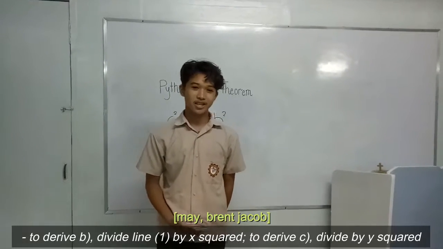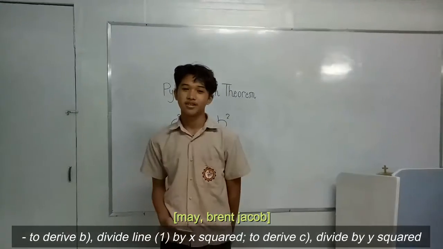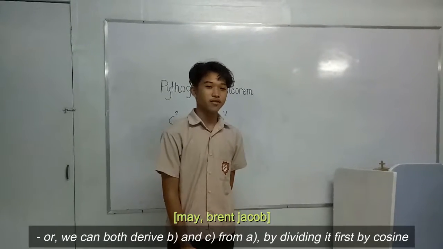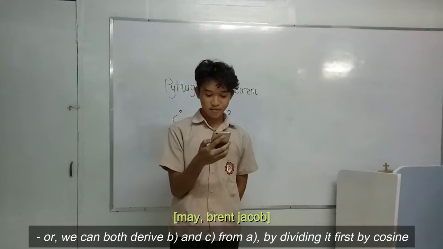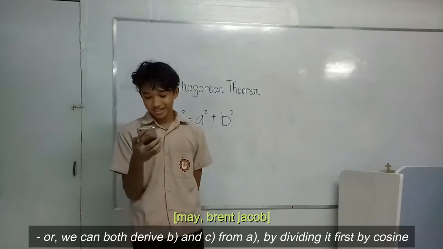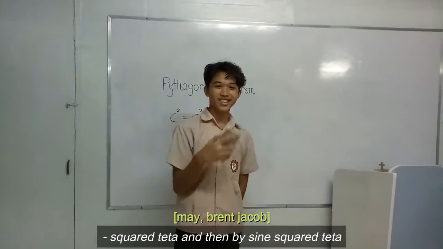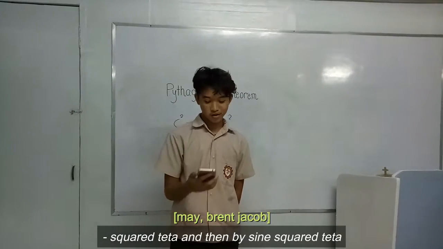Derive B by dividing by x squared, and derive C by dividing by y squared. Or we can derive both B and C from A by dividing it first by cosine squared theta and then by sine squared theta.